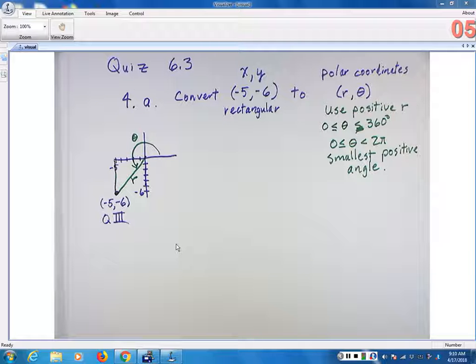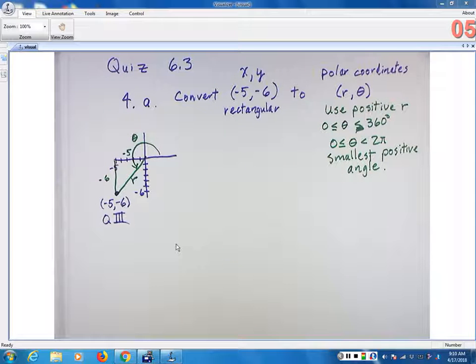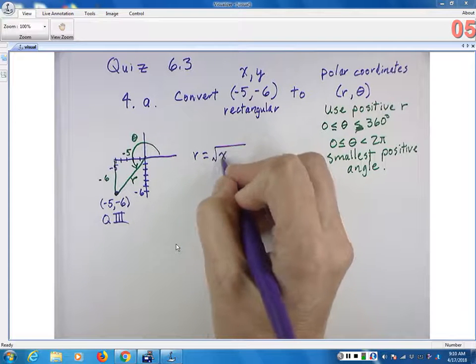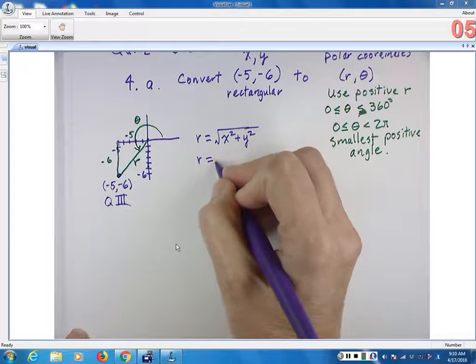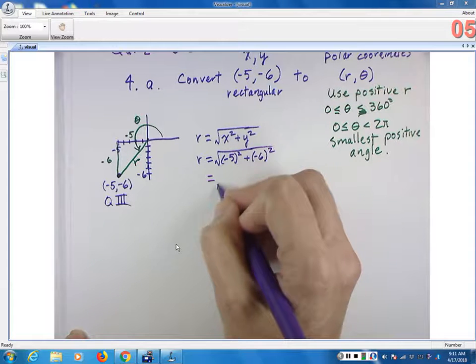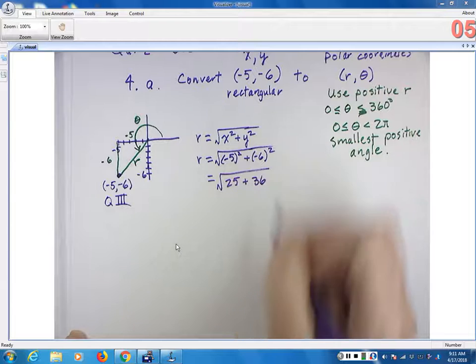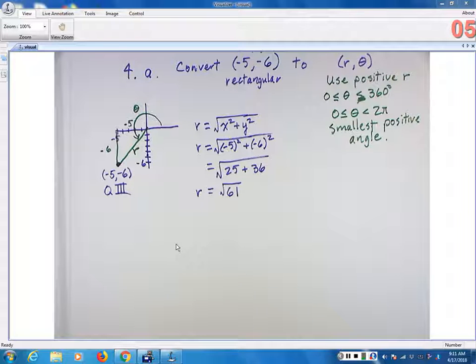Okay, so the formulas: this length is -6, this length is -5. You can use the Pythagorean theorem, or you could use the formula. You can find R. R is the square root of x squared plus y squared. So R is going to be -5 squared plus -6 squared, which is the square root of 25 plus 36, and that's the square root of 61. So that's the exact value with square roots. That's R.